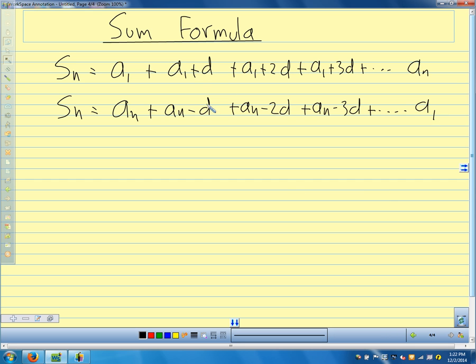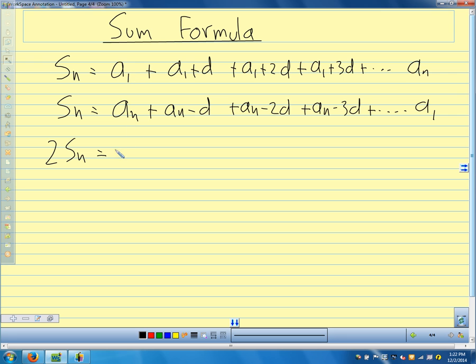Now if I add these two together, I have a plus d and a minus d here, a plus 2d and a minus 2d here, plus 3d minus 3d. What's going to happen to all those d's if I add those two equations together? They're going to cancel. They're going to go away. They'll add up to 0. So I'm going to add these together and end up with 2 S sub n. S sub n plus S sub n is 2 S sub n.